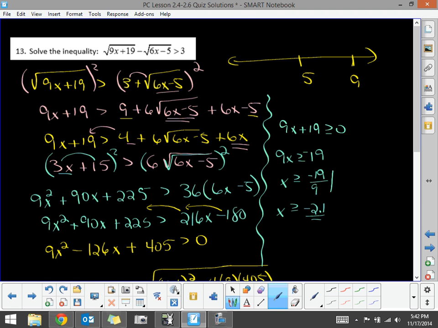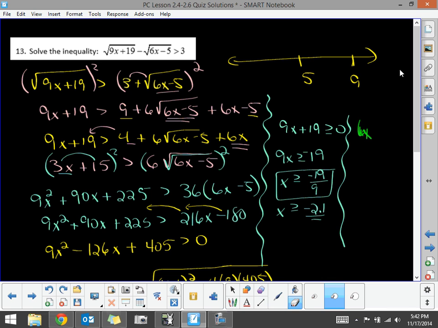So this is one. And we also had another radical that we had to contend with, and that is the square root of 6x minus 5. Let me try writing that again. So I want to make sure that 6x minus 5 is greater than or equal to 0. Otherwise it's not defined. So we definitely don't want to use any numbers that are smaller than negative 2.1. It's undefined.